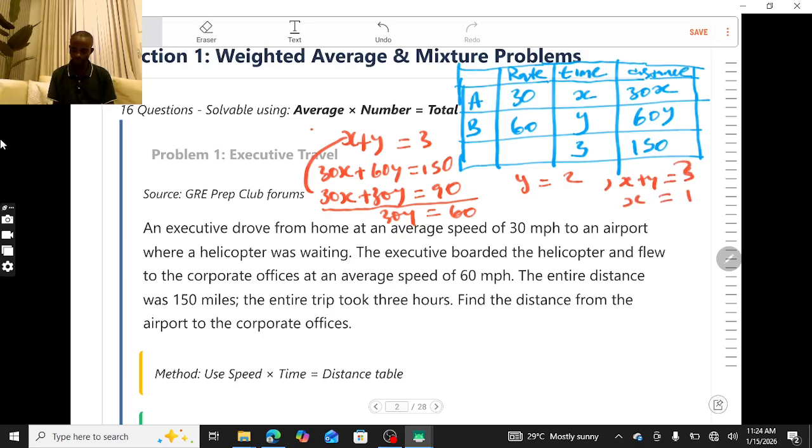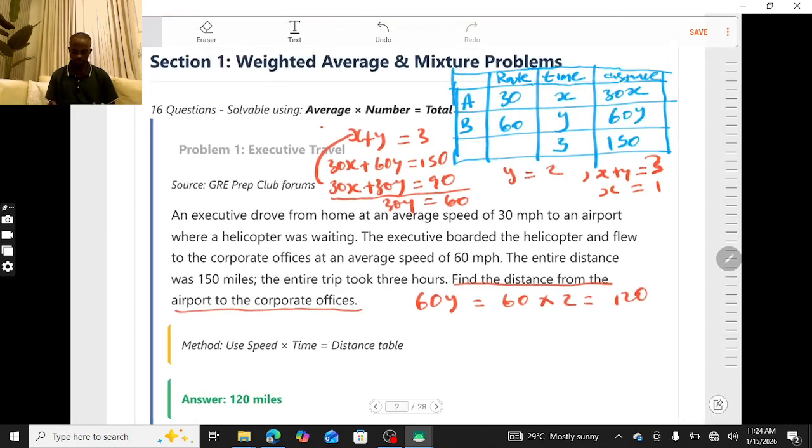Okay. What are we actually looking for? We are looking for the distance from the airport to the corporate office. That is 60y, is that not? Yes, that is B, because that is the one that corresponds to 60 mph. So 60y equals 60 times 2 equals 120. That is the answer.